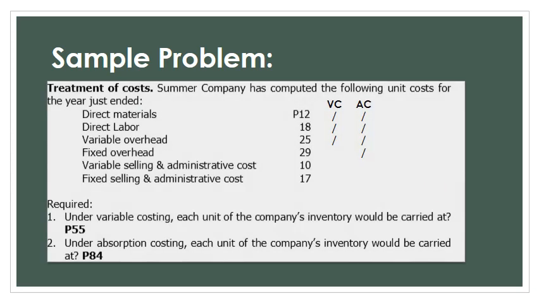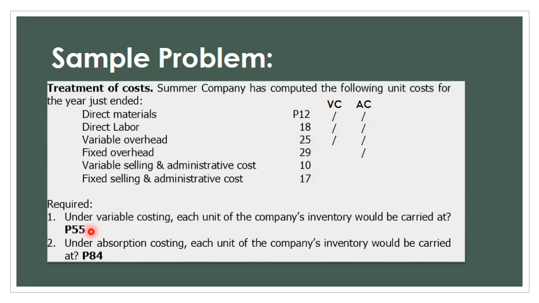So, treatment of cost. Summer Company has computed the following unit cost for the year just ended. So, we have direct materials, direct labor, variable overhead, fixed overhead, variable selling and administrative cost, and also fixed selling and administrative cost: 12 pesos, 18 pesos, 25 pesos, 29, 10, and 17.